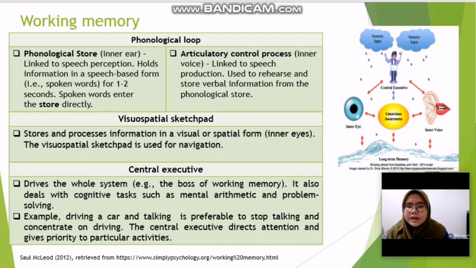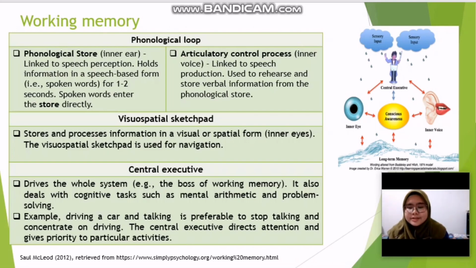The visual spatial sketchpad stores and processes information in a visual or spatial form. This is the second part, which is the inner eyes. The visual spatial sketchpad is used for navigation. For example, you see a flower with your eyes, so you draw it. That is the visual spatial sketchpad.